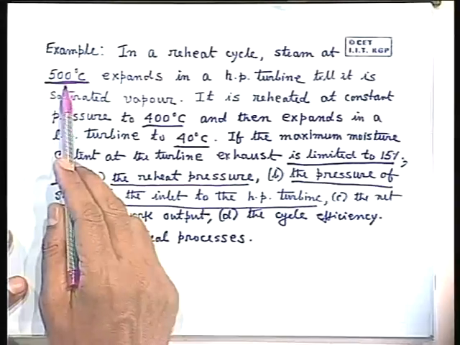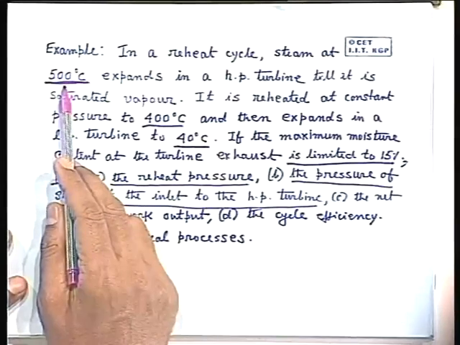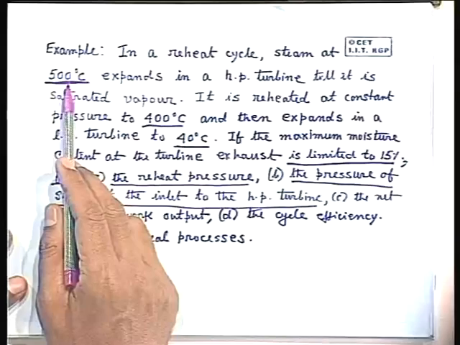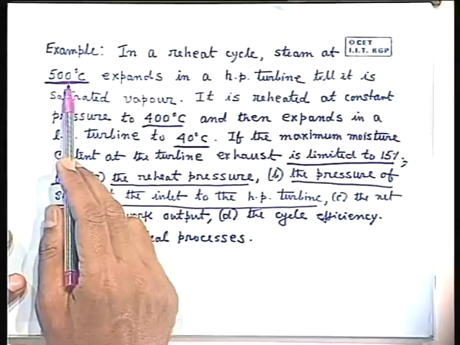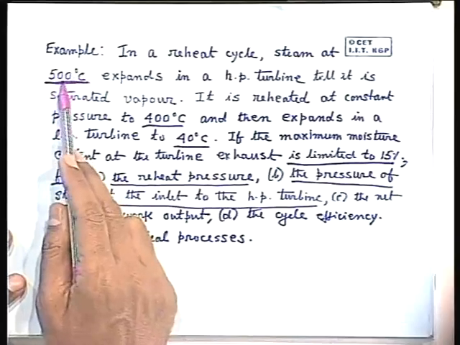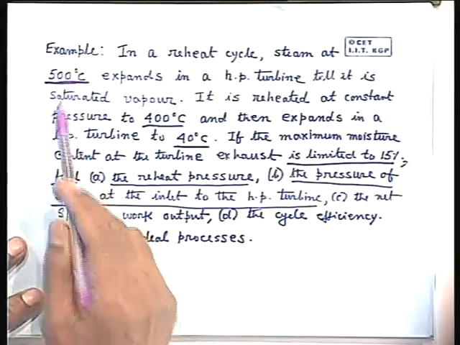That is definitely not the saturation pressure corresponding to this temperature. Why? Because the steam is not saturated, the steam is superheated. That means the pressure at the boiler will be the saturation pressure corresponding to the temperature at which the steam was vaporized.